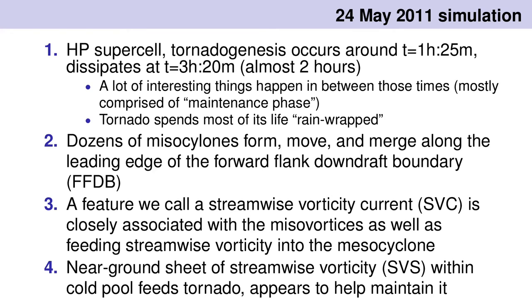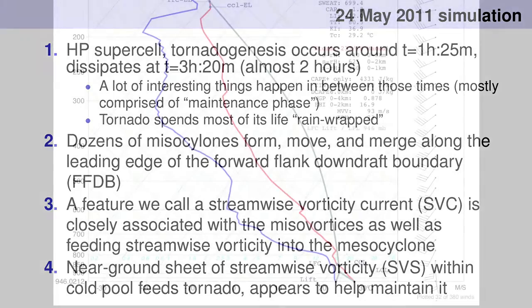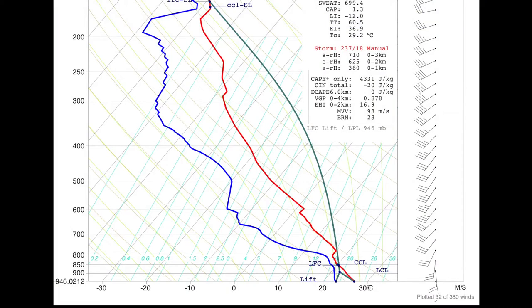And also, I'm recently looking at something I'm tentatively calling the streamwise vorticity sheet, which is a sheet of streamwise vorticity where the vorticity vector and the wind vector are pointing in the same direction, that originates from very close to the ground. It seems to be feeding the tornado, and that's some of the things we're looking at.